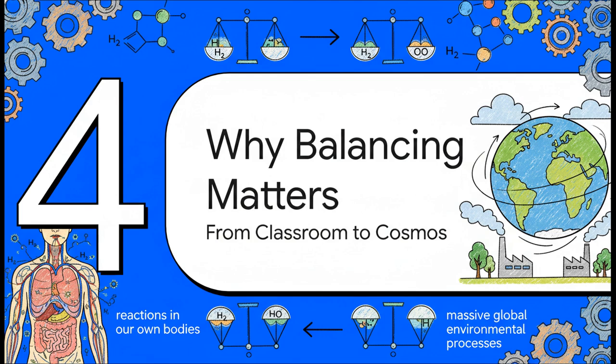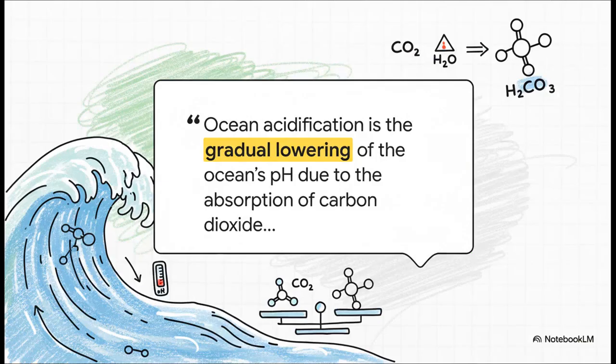Well, balancing equations is the language we use to describe and quantify pretty much everything, from the reactions happening inside our own bodies to massive global environmental processes. Take this quote about ocean acidification. When we write out the balanced equation, CO2 plus H2O goes to H2CO3, we see a perfect 1-to-1-to-1 relationship. For every 1 molecule of carbon dioxide the ocean absorbs, 1 molecule of carbonic acid is created. Balancing the equation is what lets us actually quantify the impact and really understand the scale of the problem.